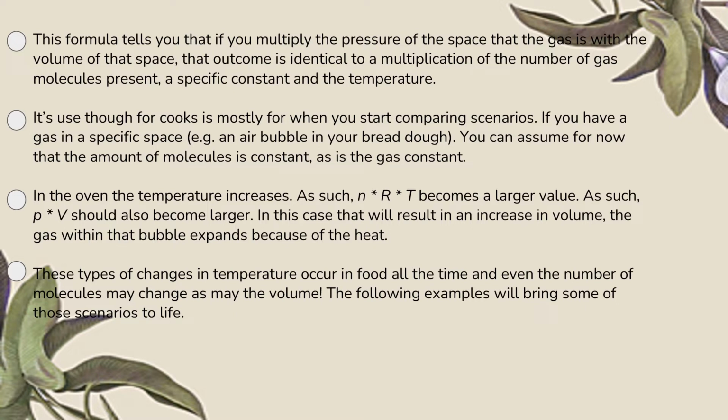In the oven, temperature increases, such that nRT becomes a larger value. As such, PV should also become larger. In this case, that will result in an increase in volume. The gas within that bubble expands because of the heat. These types of changes in temperature occur in food all the time, and even the number of molecules may change, as may the volume. The following examples bring some of the scenarios to life.